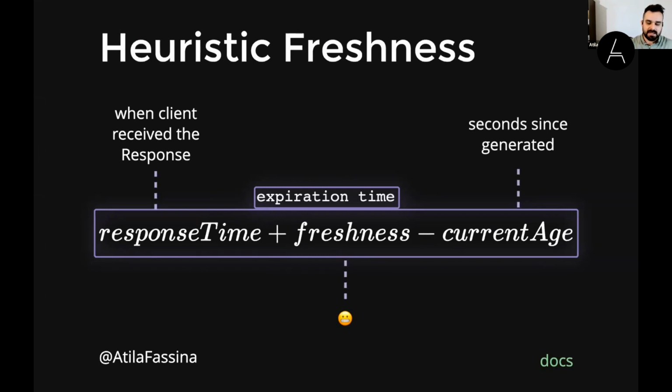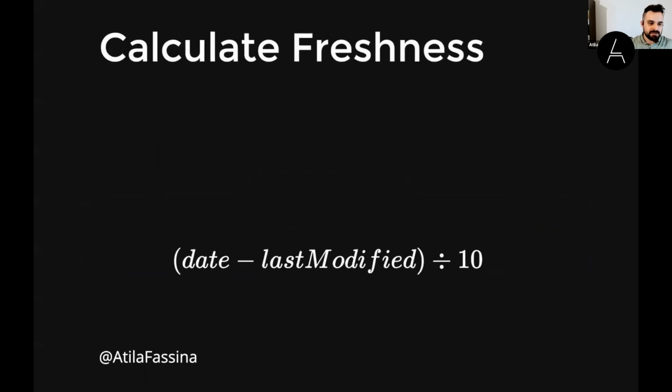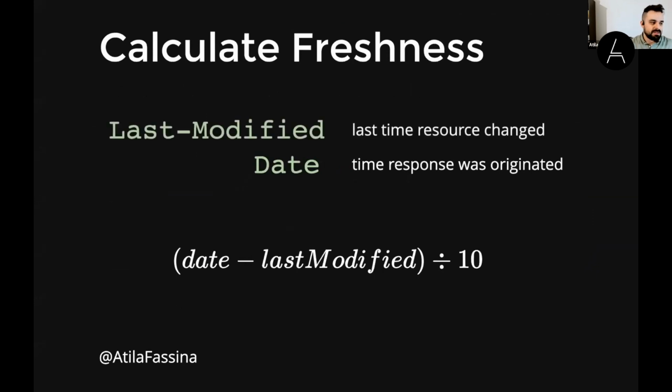But yeah, we still need to determine freshness in this case. To calculate freshness, we take the date, which is the time the response was originated, and we subtract the last time it was modified. And then each platform can determine what base they're going to use. The most common one is 10, but the spec actually allows it to be determined in different grades.